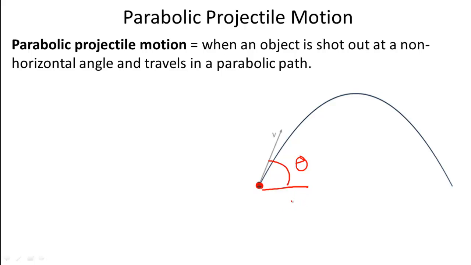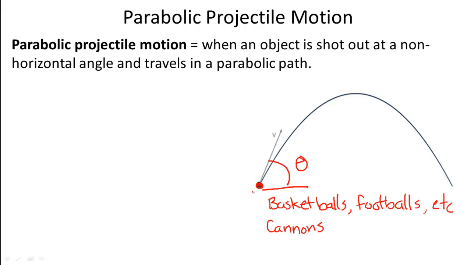Many objects and many real-world applications apply to parabolic projectile motion. Some of them off the top of my head are basketballs. If you shoot basketballs, they would follow a parabolic path. Footballs, and basically anything that you can throw, would qualify as parabolic projectile motion. In many of the problems that we'll encounter, we'll be talking about cannons. If you imagine a cannonball being shot out of a cannon, the cannonball would basically follow a path very similar to this.